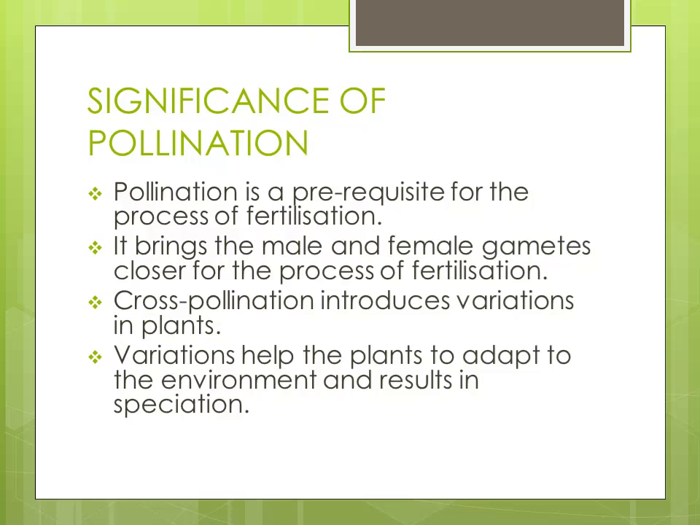That variation can produce evolution of new varieties and better adaptation to the environment, because the environment is also constantly changing. According to that, the plant also has to change. So cross-pollination is better. Variations help the plant adapt to the environment and result in speciation. More varieties, more species of plants can be produced. So it paved the way to evolution. So this is better in plants.